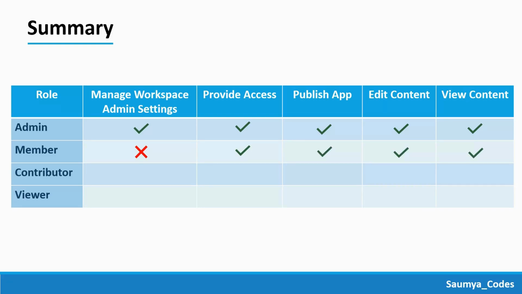Now let's talk about contributor. Contributor cannot manage workspace admin settings, cannot provide access, and cannot publish the app, but he can edit the content and view the content. Now, viewer cannot manage workspace admin settings, provide access, publish app, or edit content, but viewer can only view the content. So this is all about the four accesses and different categories, how we can configure the roles, and what roles should be provided to what kind of individual.